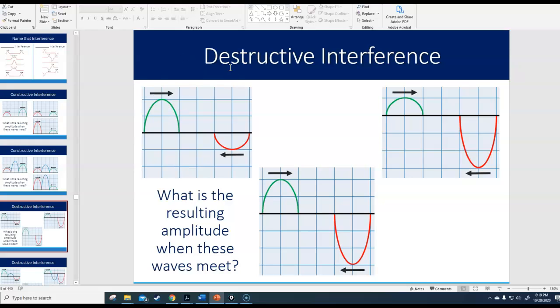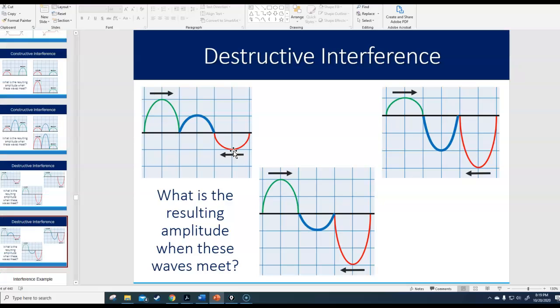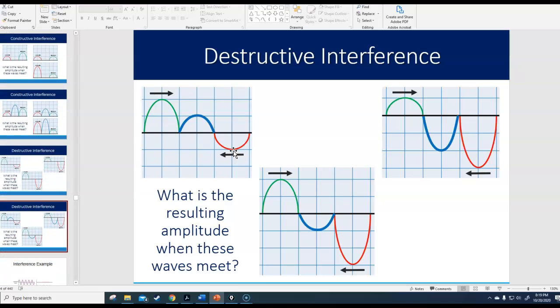Okay, so let's say in the image on the top left, when these two wave pulses overlap, you have a displacement of positive 2 plus a displacement of negative 1. That gives you a resultant wave with an amplitude of 1, like you can see here. And so these are all examples of destructive interference. The resultant wave has an amplitude less than the individual waves do.